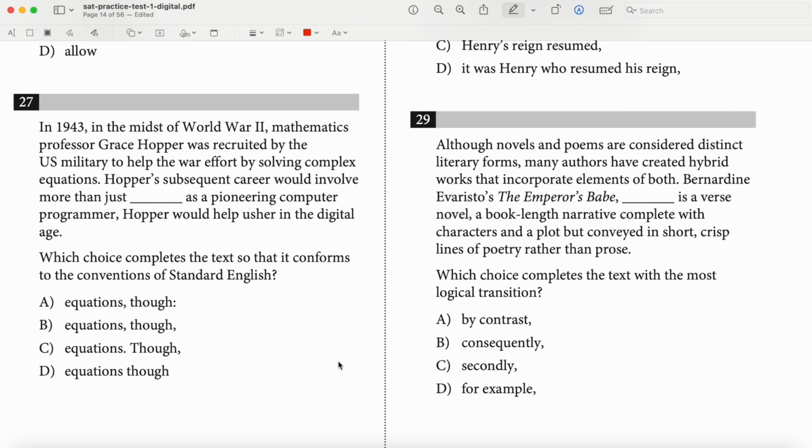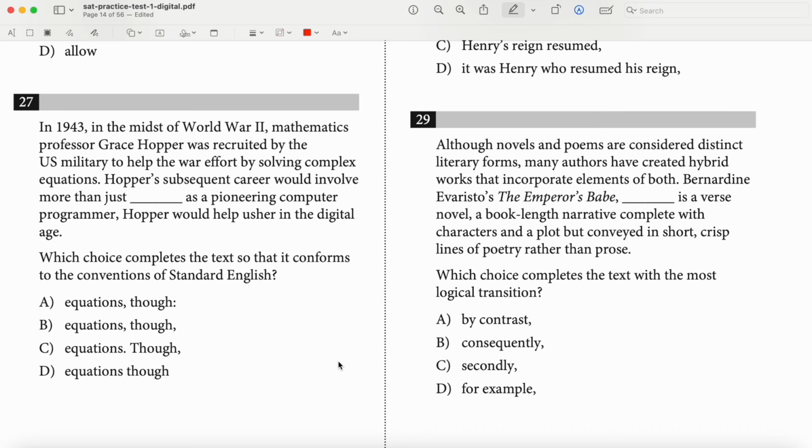Can't do that. Now you might be like, well, what about ending the sentence with equations? It would still be two standalone statements. Hopper's subsequent career would involve more than just equations. That stands alone. Though, as a pioneering computer programmer, Hopper would help usher in the digital age. Either way, it's two standalone statements, whether you're ending the sentence after equations or after though. Does that make some sense? Yeah, it does. We can't go with it. So look out for two standalone statements separated by a comma. Just test the parts.